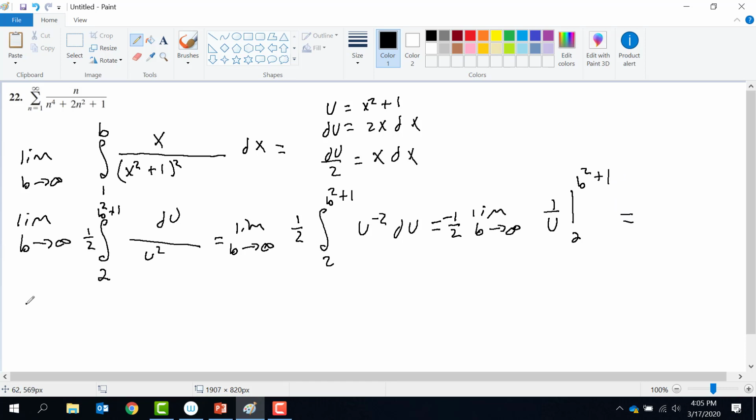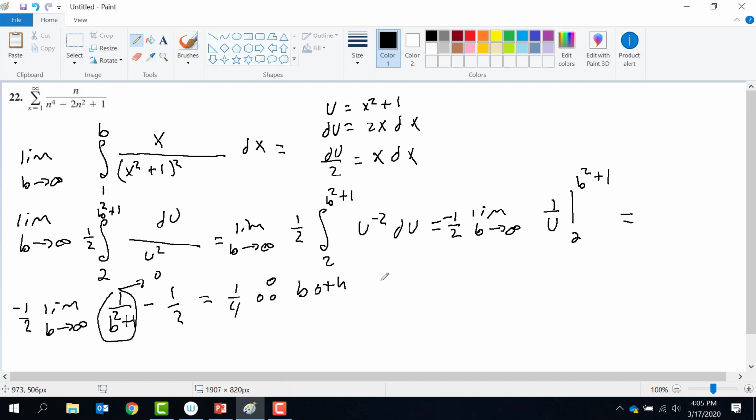So then this will equal 1/2, which is just a constant. We can bring it outside. Take the limit as b goes off to infinity of 1 over b squared plus 1 minus 1/2. And so then this clearly goes to 0. And then the negative 1/2 times the negative 1/2 is a positive 1/4. It converges, and therefore both converge.